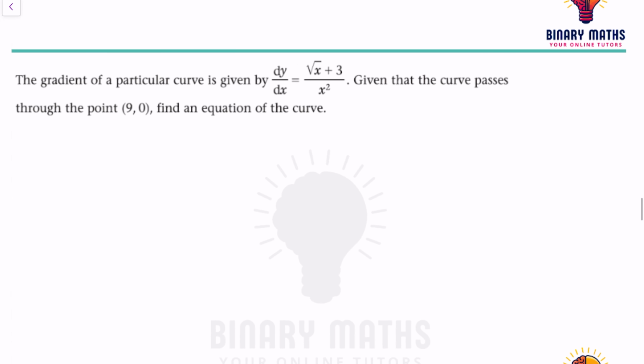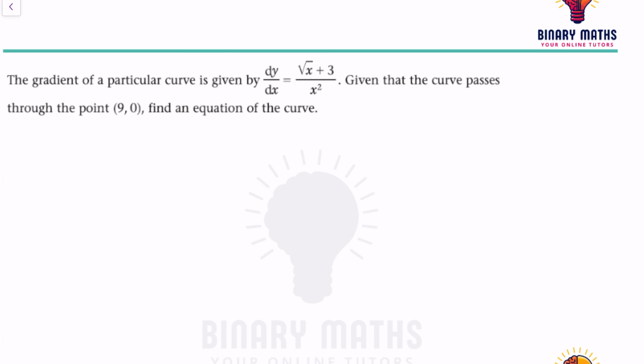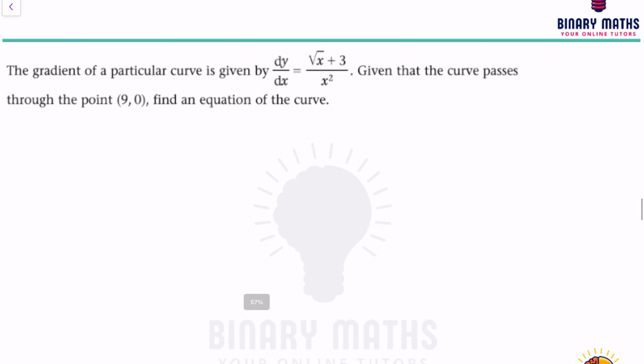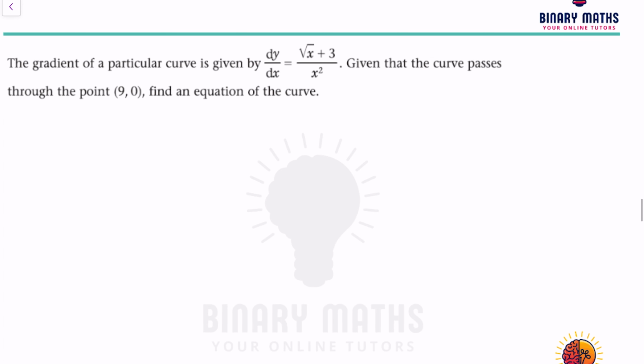The gradient of a particular curve is given by dy/dx = √x + 3/x². Given that the curve passes through the point (9, 0), find the equation of the curve. So we've got dy/dx = √x, so separate out the numerator, plus 3/x², which can be rewritten as x to the power of ½ (since √x is x to the half) plus 3x to the power of minus 2.